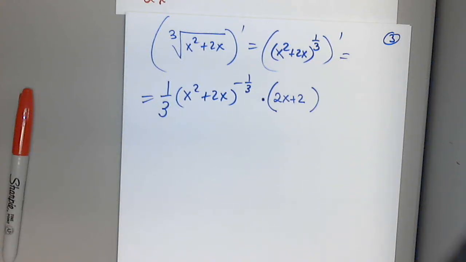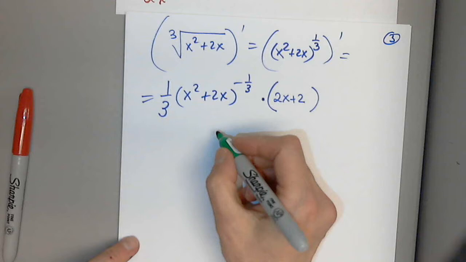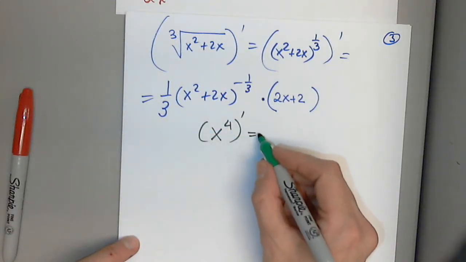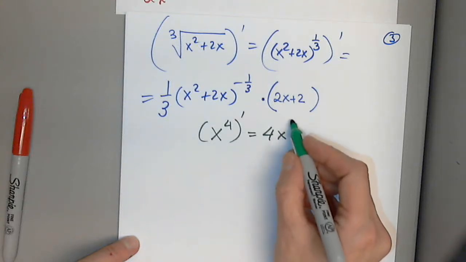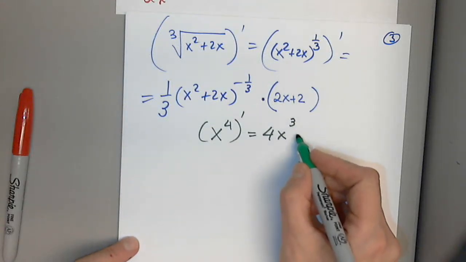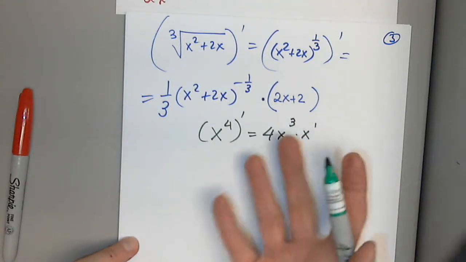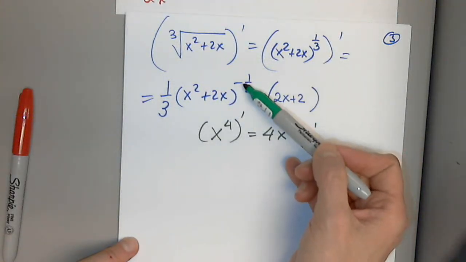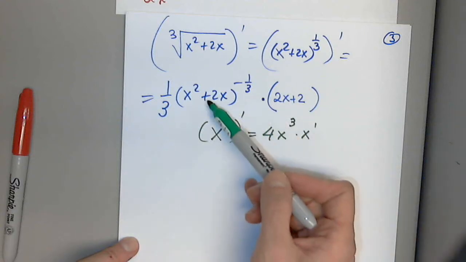Okay, so let's say you forget the formula. Here's what I would like you to remember. When you differentiate x to the fourth, what do you write? 4x to the third, and you should write x prime. This is the formula. Power in front, subtract 1 from the power, and I differentiate the inside.